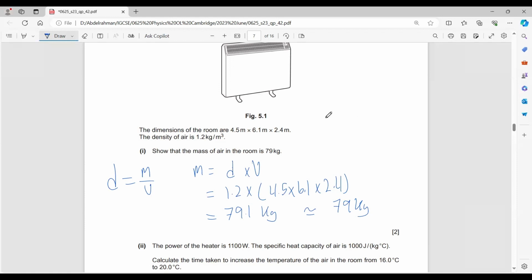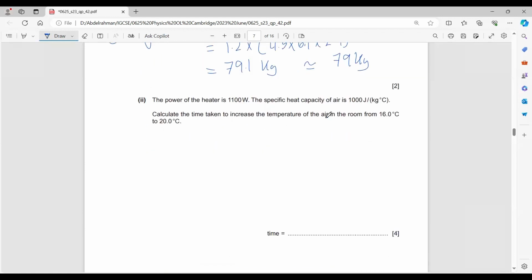Good. The power of the heater is 1100 watts. The specific heat capacity is 1000 joules per kilogram degree Celsius. Calculate the time taken to increase the temperature of the air in the room from 16 to 20 degrees Celsius. It's actually a really easy question.